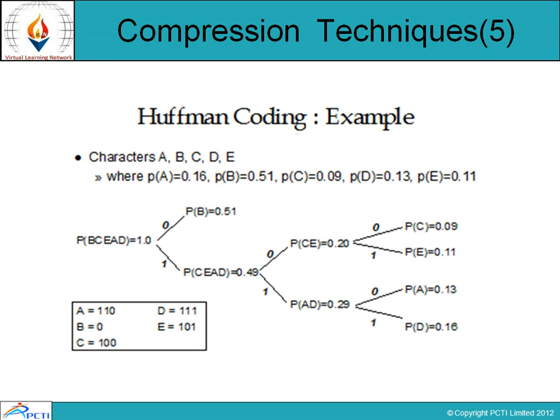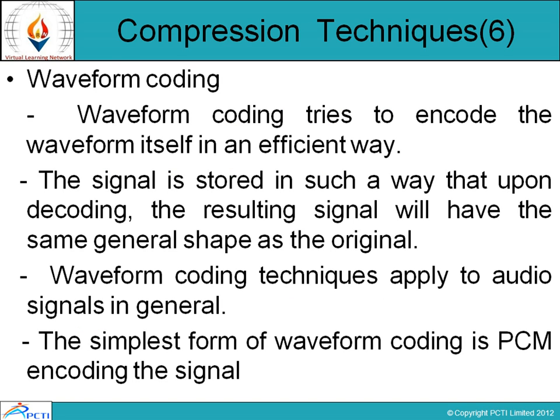So this is an example of Huffman coding. Now the next compression technique is waveform coding. Waveform coding tries to encode the waveform itself in an efficient way. The signal is stored in such a way that upon decoding, the resulting signal will have the same general shape as the original. This particularly applies to audio signals because in there we have waves and we can apply waveform coding very efficiently on our audio signals.